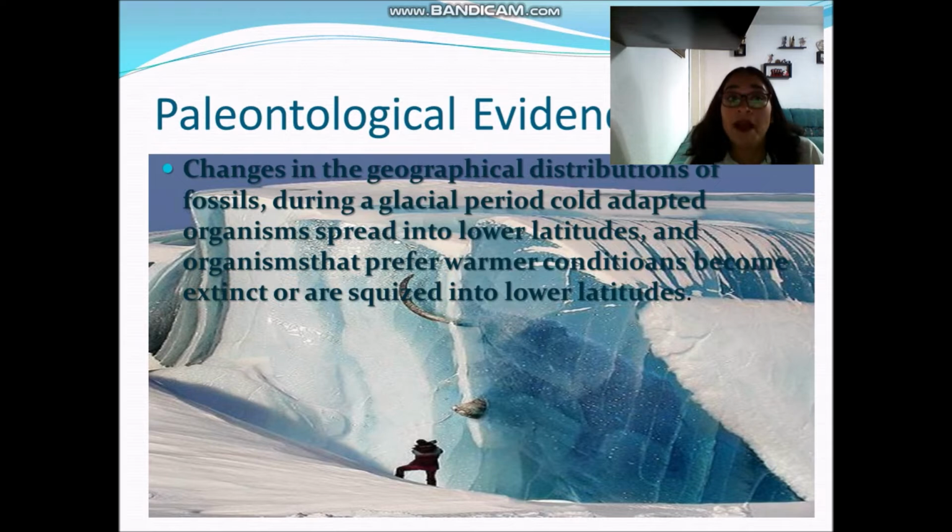Well, for the paleontological evidence, they study the changes in the geographical distributions of fossils during a glacial period. Cold-adapted organisms spread into lower latitudes, and organisms that prefer warmer conditions become extinct or are squeezed into lower latitude.